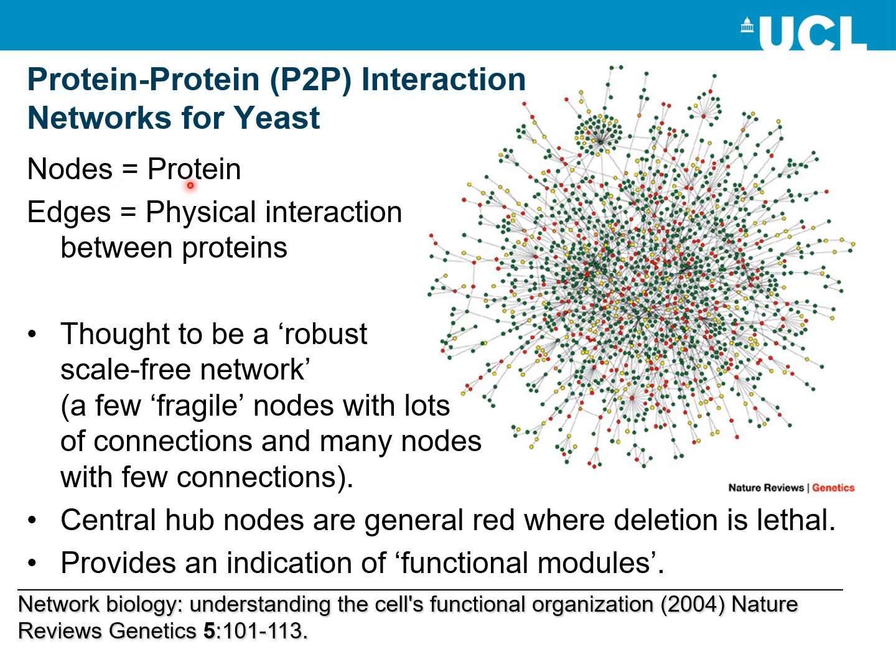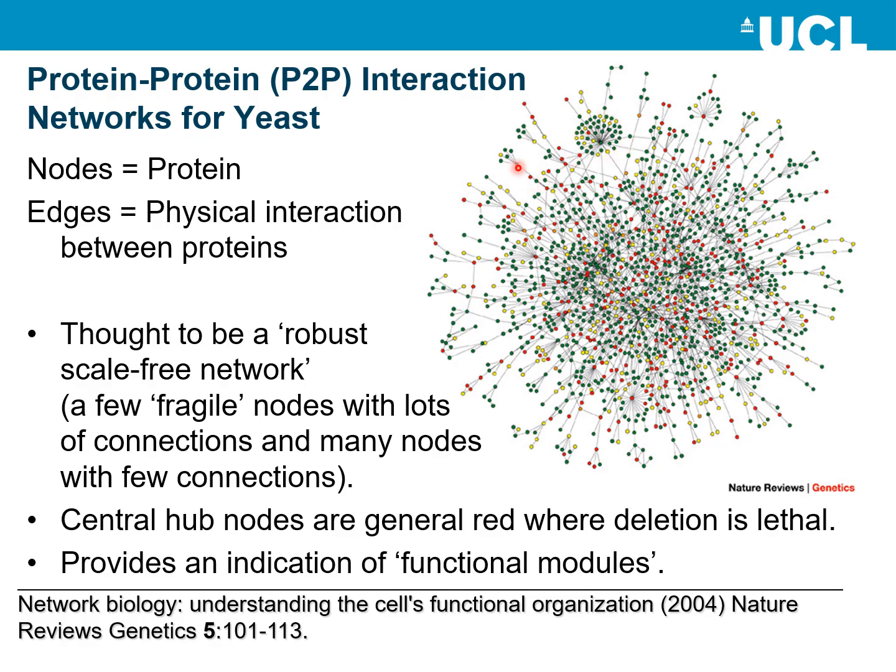So in this case, the nodes are proteins. All of these individual nodes are proteins, and the edges indicate a physical interaction between the proteins. There are lots of properties of this network. It's thought to be scale-free and robust, so there are very few fragile nodes which have lots of interactions. If you take out that one, you probably damage the system quite a lot because of all the interactions.